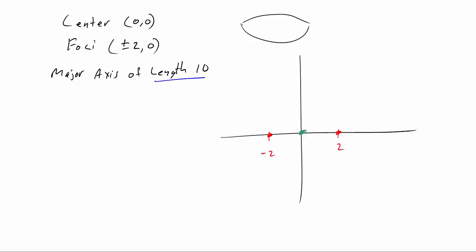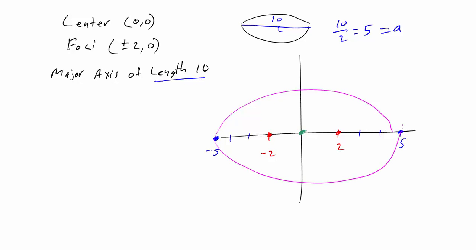So the major axis here has a length of 10, which means if we go halfway, we would simply take 10 divided by 2, which would be 5, and that would give us our a value. So we would have to go out to positive 5, because remember we're going from the center outwards, and then we would go to a negative 5, and there we would have our vertices, and of course then the ellipse would look something similar to this. So we know the value of a, which would mean in this case a squared would be equal to 5 squared, which is 25.